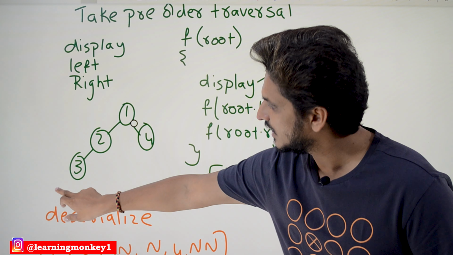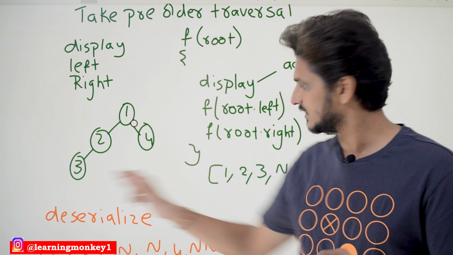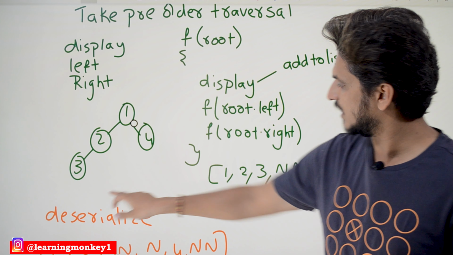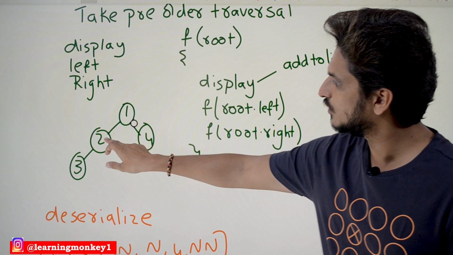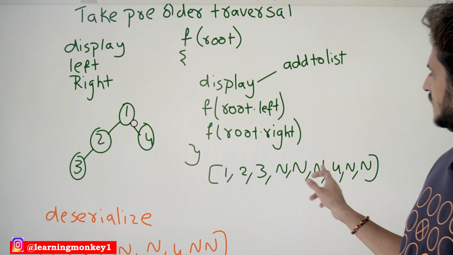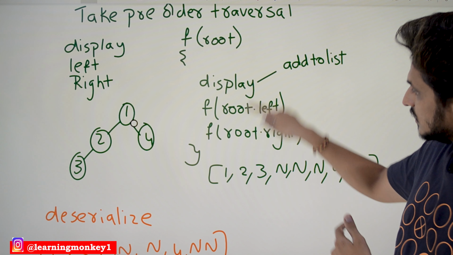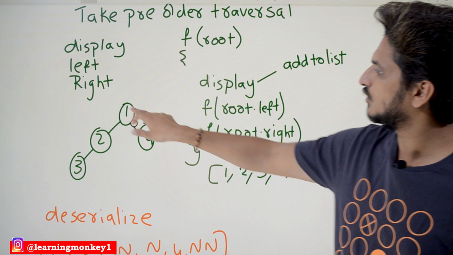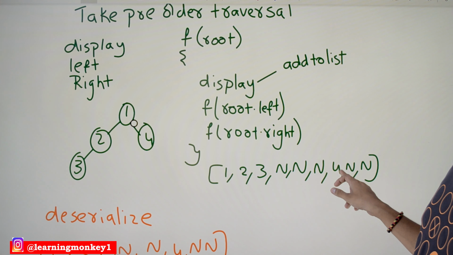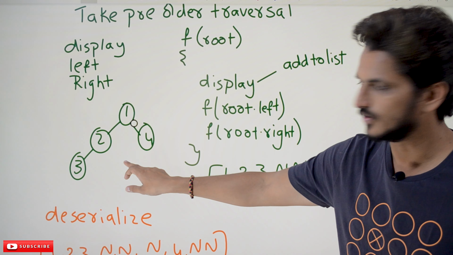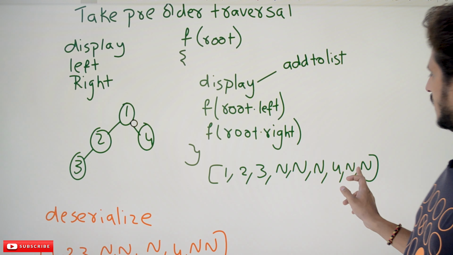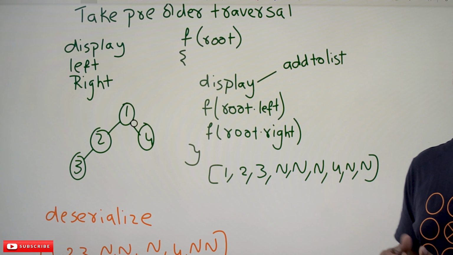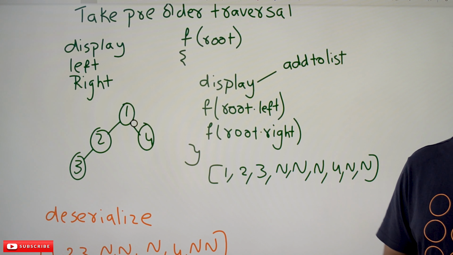Whenever it calls left, if it is none, insert it as n. Then go right, n. Then go right to 2, n. This is how this function calling executes. 2, n. Then we go to right, which is 4. Then we go left of this node 4, which is none. Then we go right of 4, which is none. All the tree is over. This is how we are going to convert.